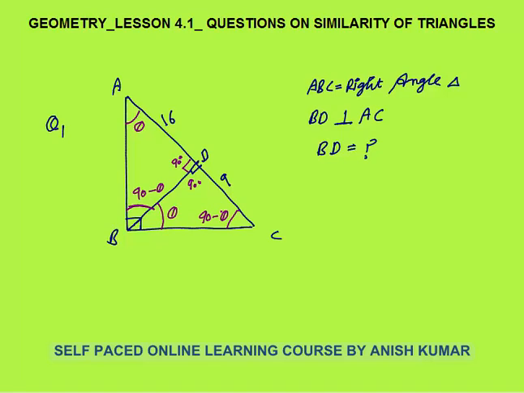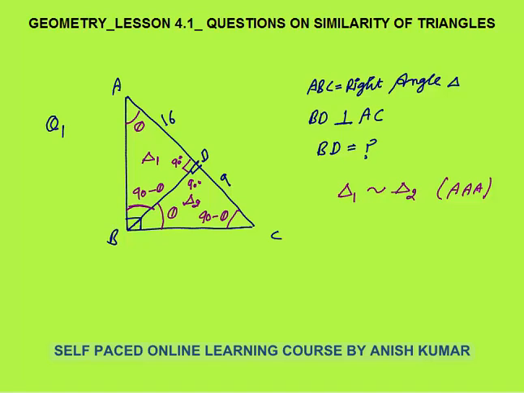Why 90 minus theta? Because the sum of all the angles in a triangle is 180 degree. Now you can see that this smaller triangle BCD, the sum of all the angle is 180 degree. Now, can I say that these two smaller triangles, this is triangle number 1, and this is triangle number 2, triangle number 1 is similar to triangle number 2? What criteria of similarity? AAA. All the angles of first triangle is same as all the angle of second triangle.